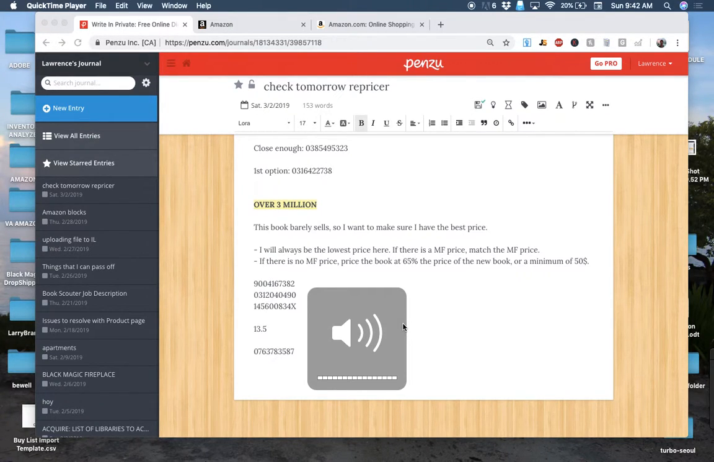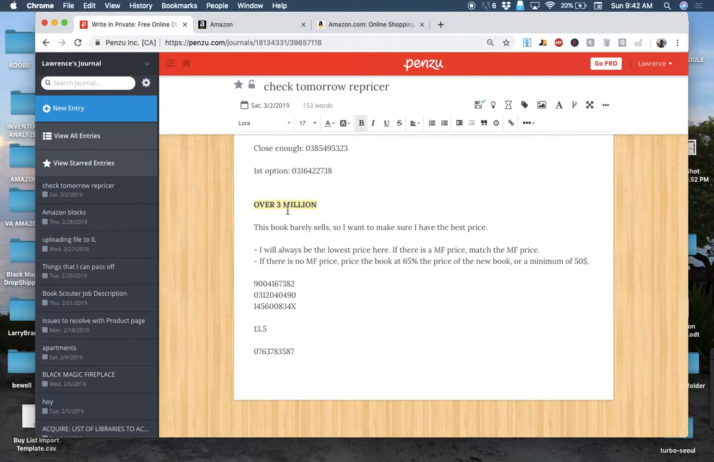Hi, Rose. So this situation is for books where the sales rank is over 3 million. This book barely sells, so I want to make sure that I have the best price. In this case, I will always be the lowest price here. If there is a merchant fulfilled price, just match the merchant fulfilled price.